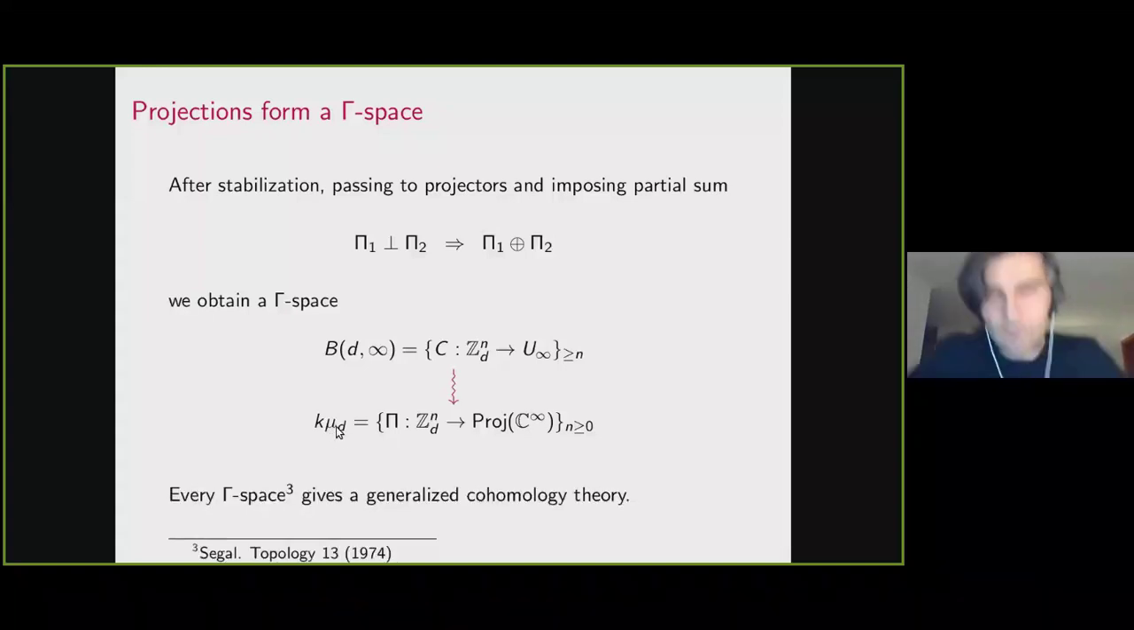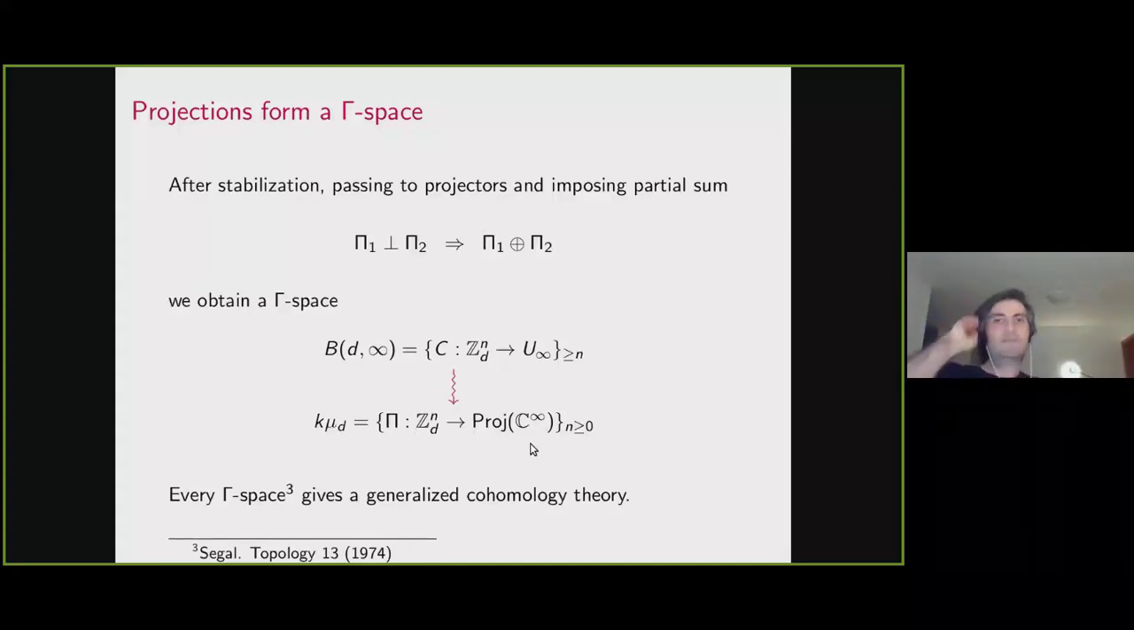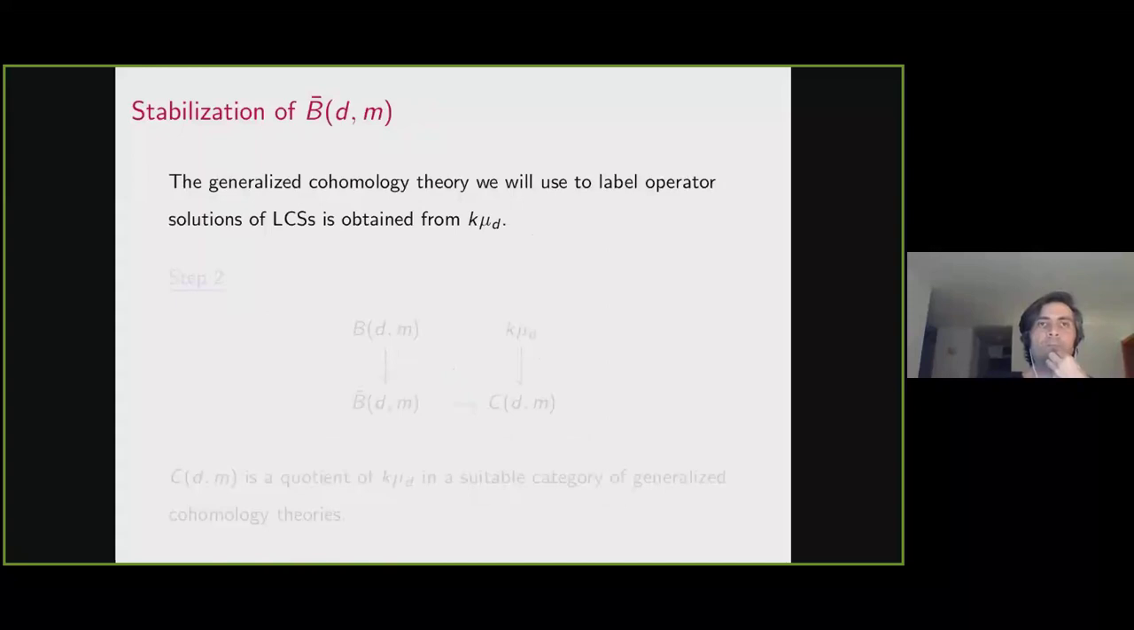For a gamma space, just think of it as a collection with certain compatibility, which I'm not going to define. But the good thing is, once you have this extra structure of gamma spaces, you can construct a generalized cohomology theory out of it. This is a classical theory. So step one is done.